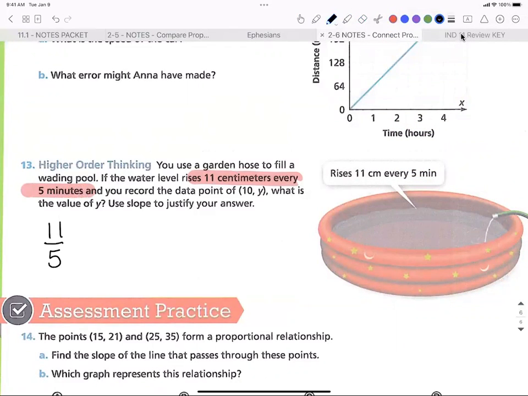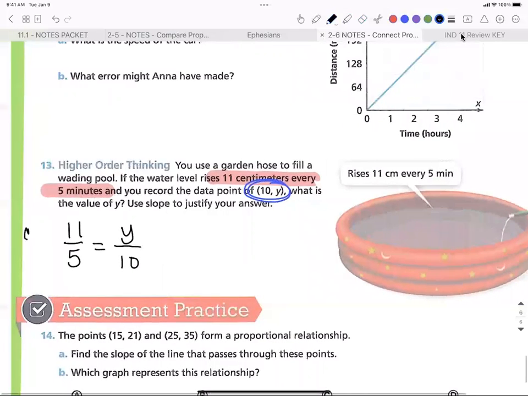Then they give us some half information here. They tell us 10, but they tell us we need to find y. So we're going to take our good information, set it equal to our half information, and if we're missing one piece of it, can we find the other one? All right, based on what we learned Wednesday, does the 10 go on top or the y? The y. Y always goes on top. Time always goes on bottom. Remember that this was 11 centimeters over 5 minutes, right? So it's distance over time.